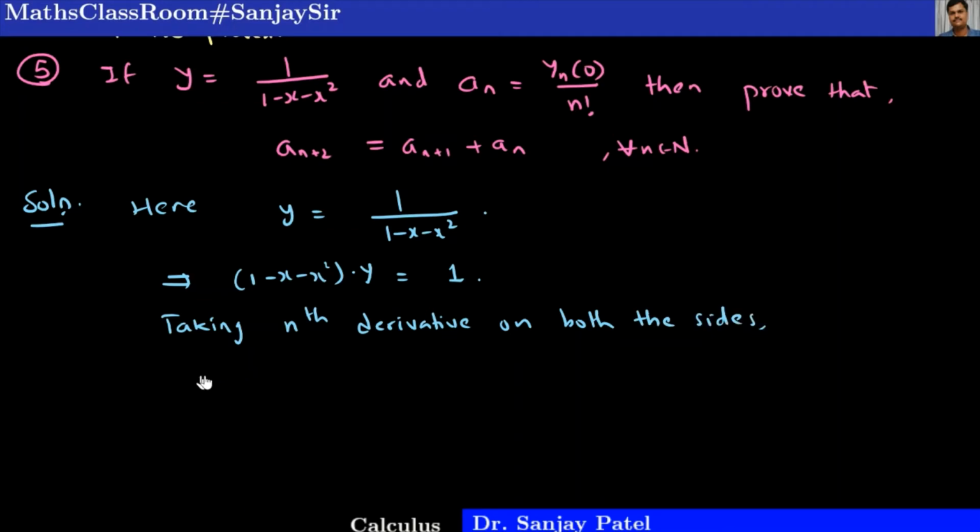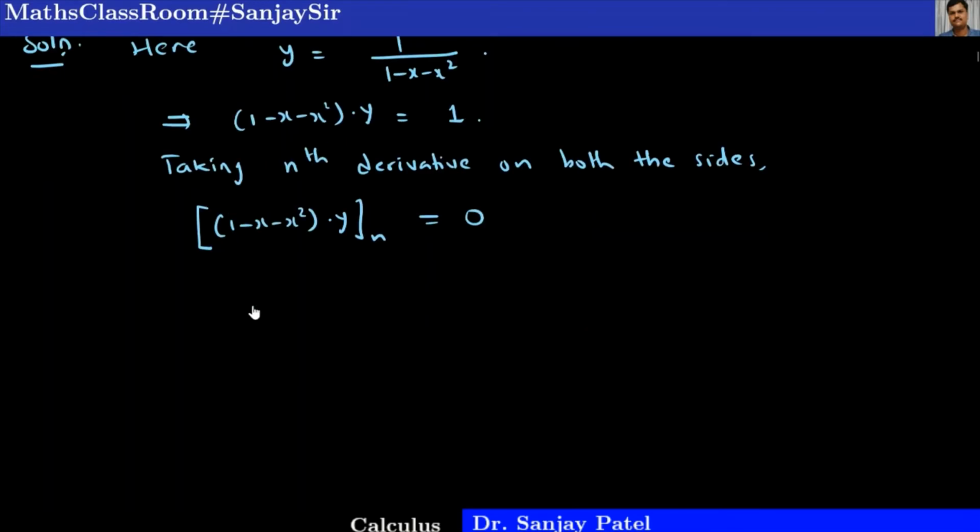we get 1 minus x minus x square into y, its nth derivative, and 1 is a constant, its nth derivative is 0 if n is say greater than or equal to 1 in this case. Okay. Now here for the left hand side I am going to use the Leibniz theorem because it is a product of two functions. So the function whose derivative becomes 0 we take as v. This is a polynomial of degree 2, so its third derivative will be 0. So I will take it as v, and the remaining part, that is y, as function u.